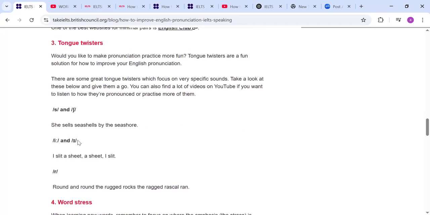Let me tell you why we use this. What are the benefits? Let's see one example. She sells seashells by the seashore. I have practiced this tongue twister many times, so I'm able to repeat it clearly. But when you start speaking with the S sound, you will not be able to say it and you will become confused. Can anyone read this tongue twister one by one?